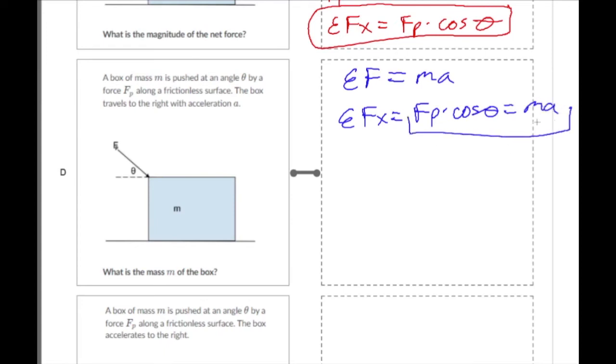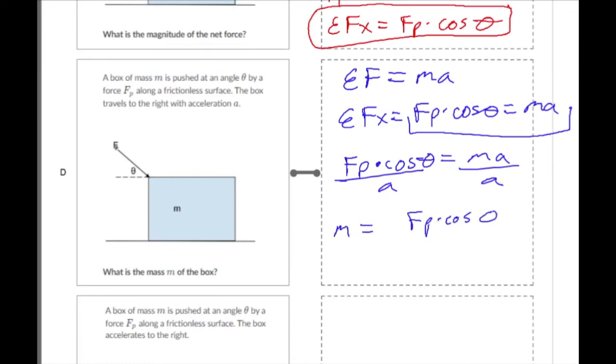Well, if we need to figure out the mass, we need this part of the equation. In order to do that, we're just going to go ahead and rewrite it. Fp times cosine theta is equal to mass times acceleration. To solve for mass, you just divide by acceleration. Therefore, mass is equal to Fp times cosine theta, all over acceleration.